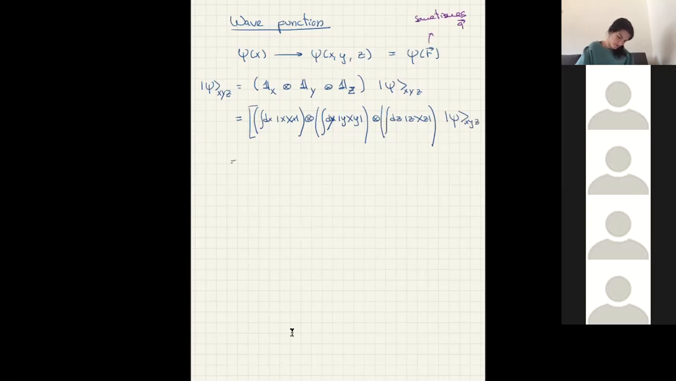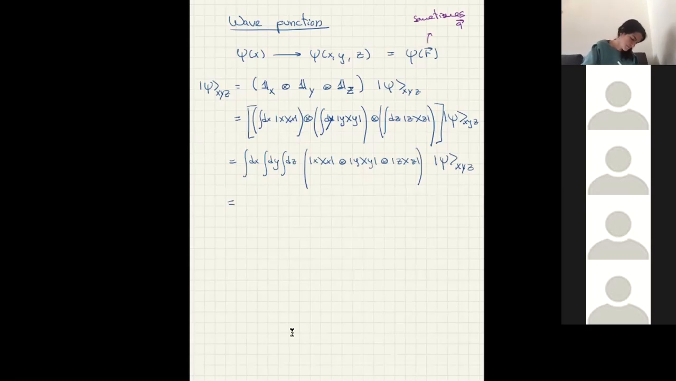Now, integrals are just glorified sums. So we can take the sums to the outside. So we can take the integral dx, integral dy, integral dz. And what's inside? Well, it's going to be x x tensor y y tensor z z. All of this multiplied by the wave function, which lives again by the state, which lives on the three systems.